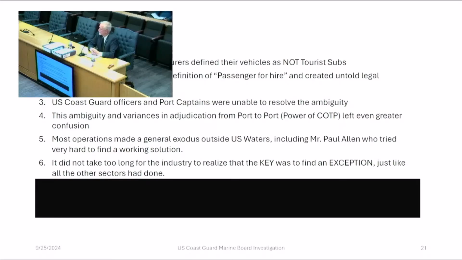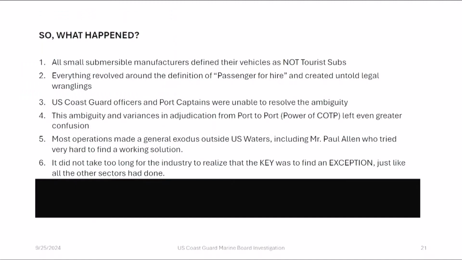So what happened? All small submersible manufacturers defined their vehicles as not tourist subs. Everything revolved around the definition of passenger for hire and created untold legal wranglings. We have way too much precedent on trying to figure out what the definition of a passenger is, and you're very familiar. The problem is that U.S. Coast Guard officers and port captains were unable to resolve this ambiguity. It is just too complicated. This ambiguity and variances in adjudication from port to port, and that was the power of the captain of the port, left even greater confusion.